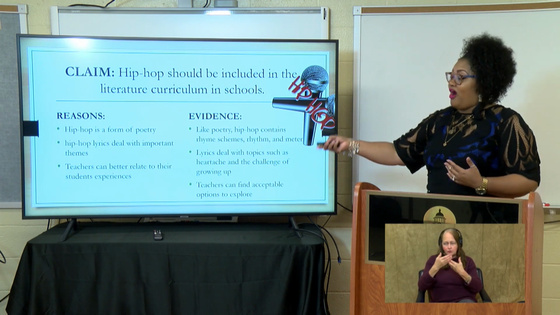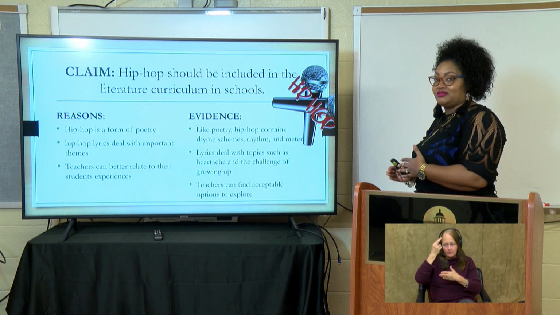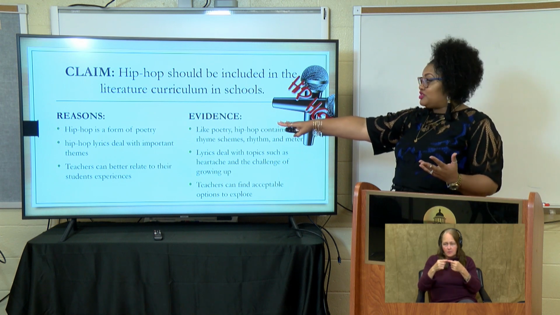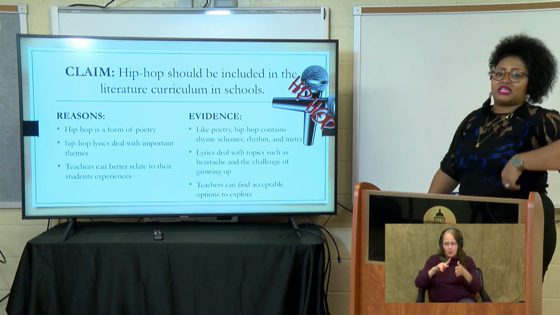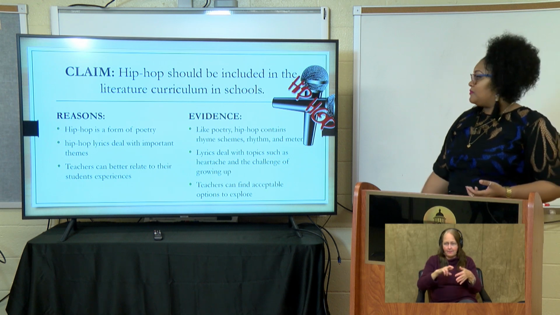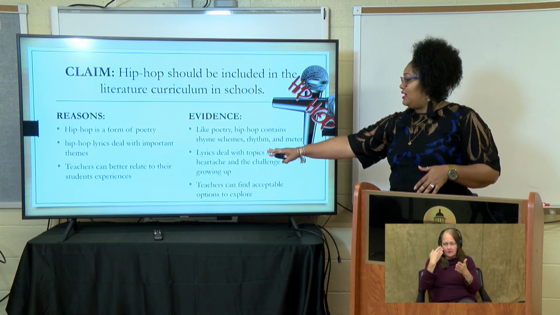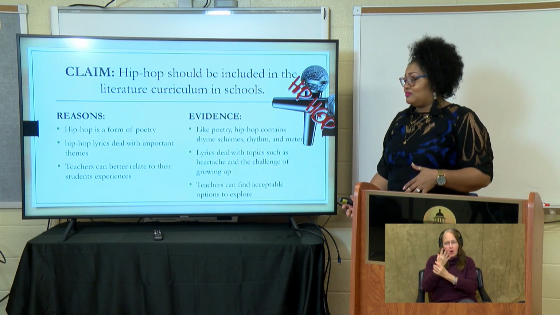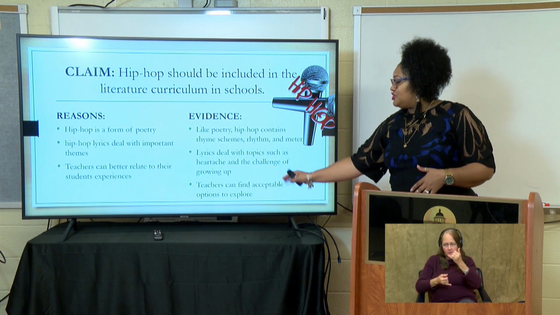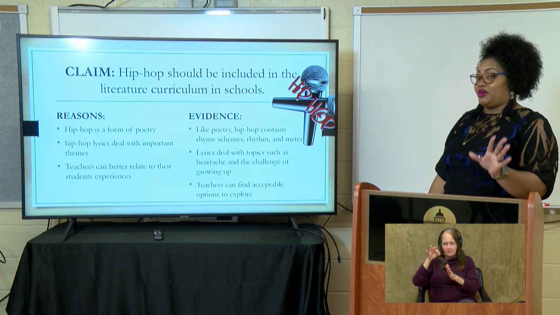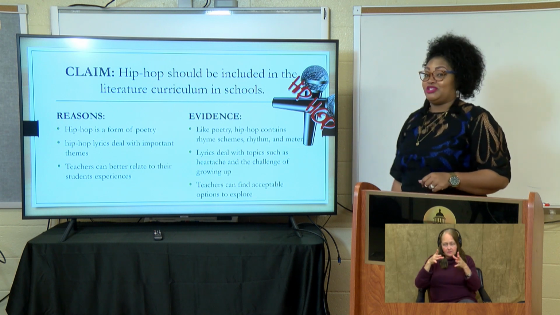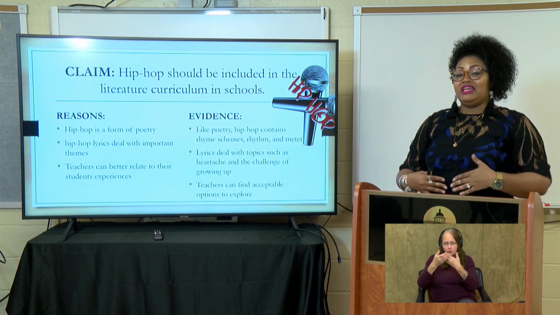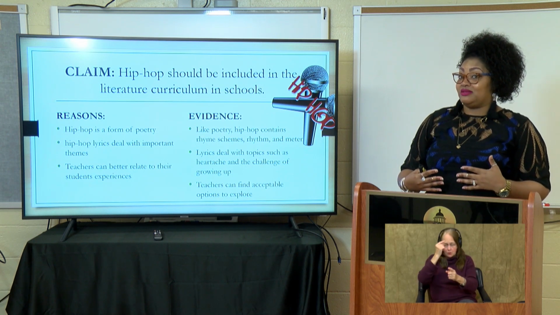Now, with all of those reasons, she also gave her evidence. The first evidence that she gave about it being a form of poetry is that poetry contains rhyme schemes, rhythms, as well as meters. Her second part of her evidence was that they deal with the topics of heartache and growing up. Last but not least, teachers can find acceptable options to explore, meaning they can tie it into the classroom, but bring it in where it's appropriate for students in the school.